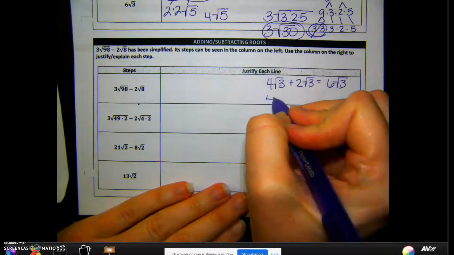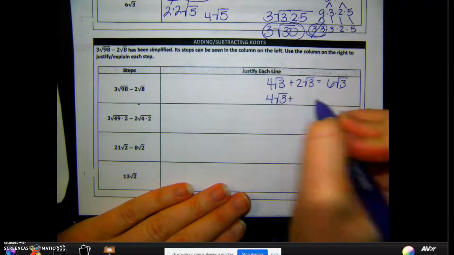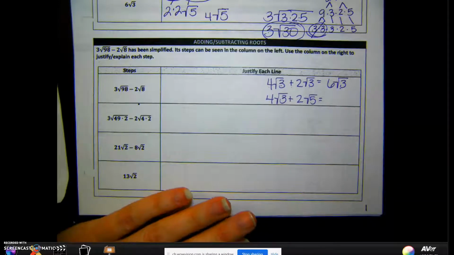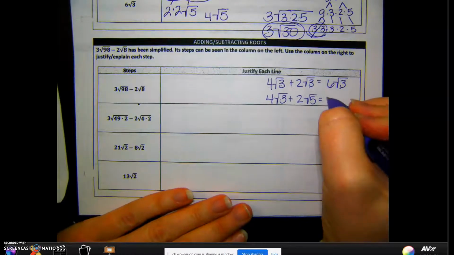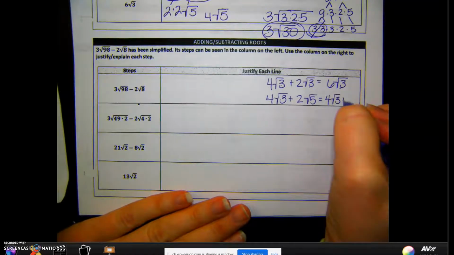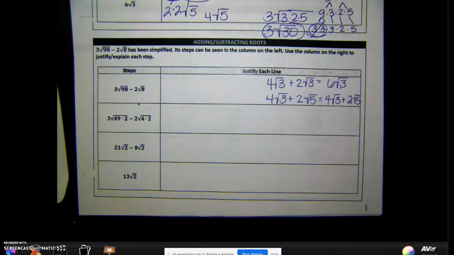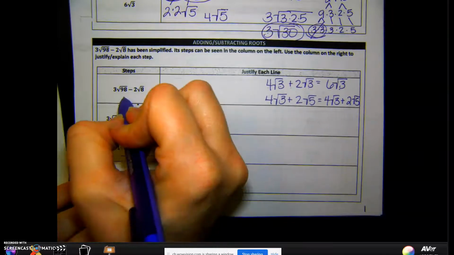If I had, though, 4 square roots of 3 plus 2 square roots of 5, could I add those two things? No. Your answer in the most reduced way would be 4 square roots of 3 plus 2 square roots of 5. That is the most reduced answer. Does that make sense?